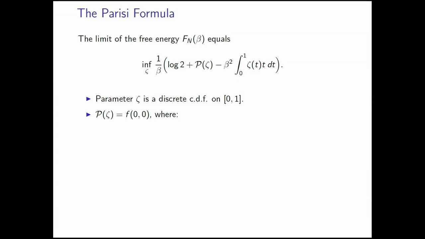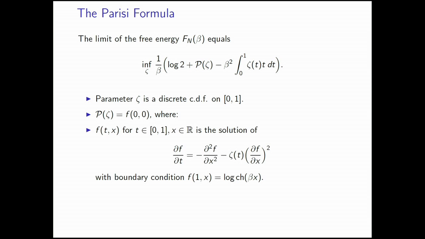And it can be written like a function at time 0, at 0, where this function f(t,x) is a function of time on [0,1] and a spatial variable on the real line. This is a solution of this parabolic differential equation with the boundary condition at 1 given by log of hyperbolic cosine of beta x. So what you do is you solve it backwards from 1 to 0. Of course, your solution depends on zeta because of this factor in front of the nonlinear term. And then whatever you get at time 0, you just call it a functional of zeta.